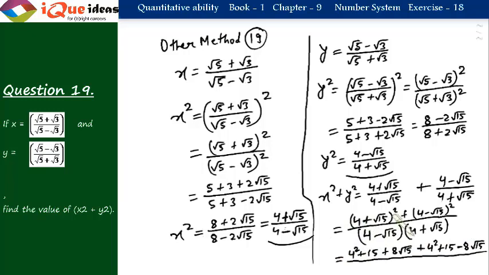And in the denominator you will have 4 minus root 15 into 4 plus root 15, that is 4 square minus 15. Okay. So from here 8 root 15 and 8 root 15 will get cancelled, and we will have 4 square is 16 plus 15, that is 31, and again 4 square plus 15 is 31. So 31 plus 31 is 62, divided by 4 square minus 15, that is 16 minus 15, which is 1. So we have the final answer as 62 by 1, and hence 62 is the answer.